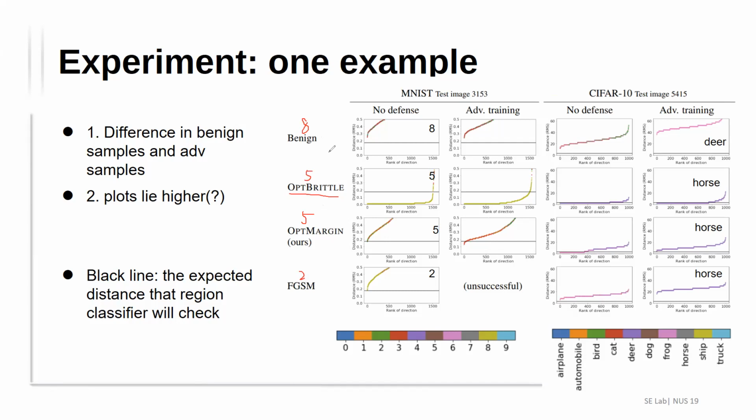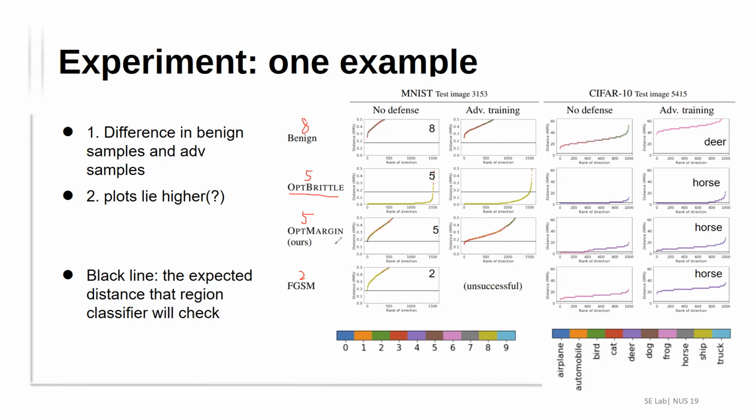For each of the four samples here, we have 1000 directions. The dataset is about 500-something directions, and you go in each direction and record the distance and the adjacent class labels, and then you sort them by distance and plot them in the image. Yeah, I understand. So how can we further read it?